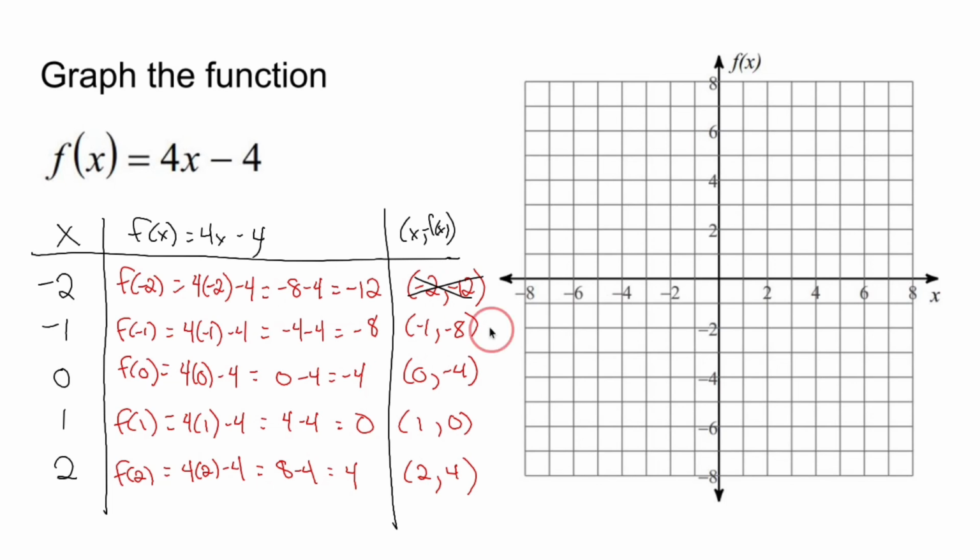So I'm going to graph -1, -8, because that will barely fit. This has me starting out at 0, 0, go left 1, go down 8, -1, -8. 0, -4 has me starting out at 0, 0. Don't move, go down 4.